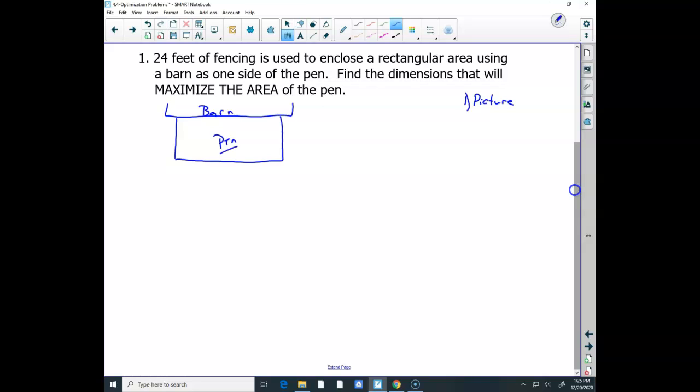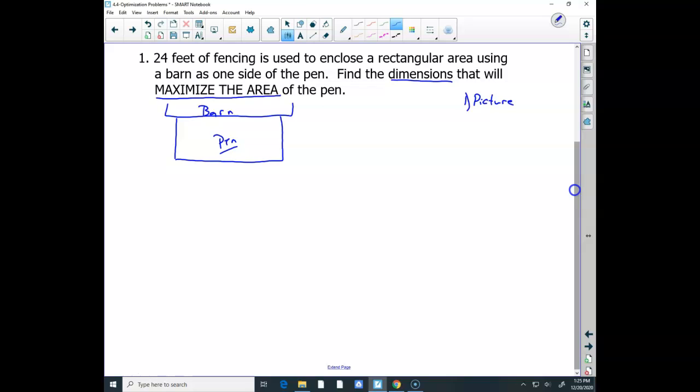So I need three sides here. And we want to, in the end, find the dimensions, okay? Find dimensions that will maximize the area of the pen.